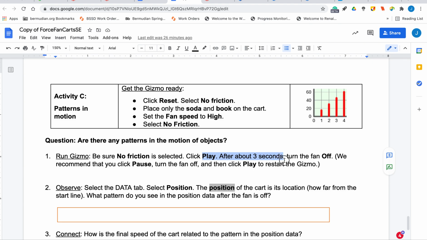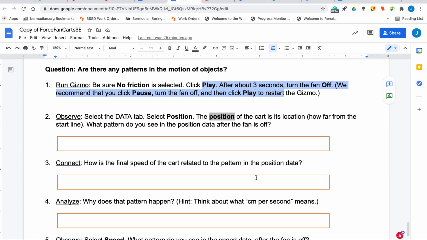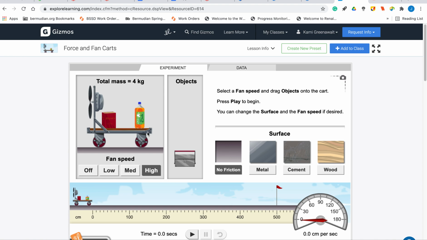We're going to turn the fan off and then let it go the rest of the way, and then we are going to look at the data on the graph. Here we go. Soda and book are on the cart. Fan is on high. We have no friction. Cart's ready to roll. Here we go.